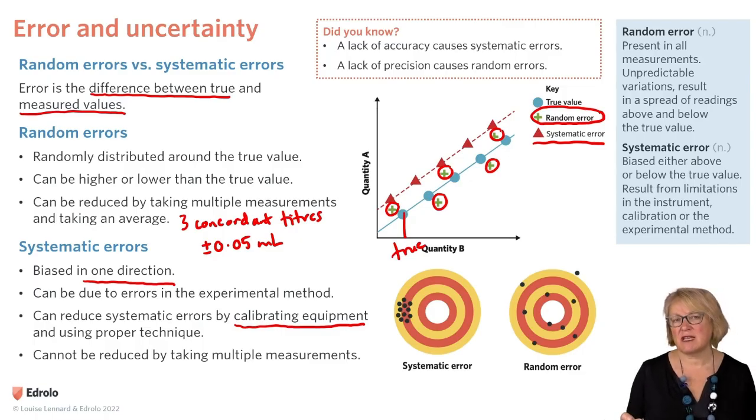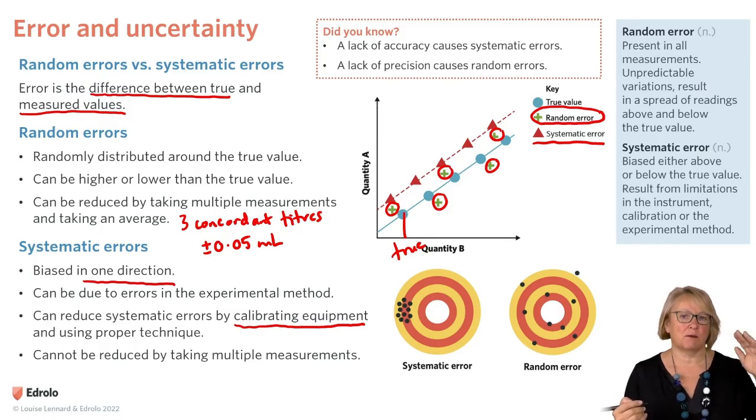Using proper technique, so making sure if we do volumetric analysis that we read the bottom of the meniscus at eye level. But systematic errors can't be reduced by taking multiple measurements.